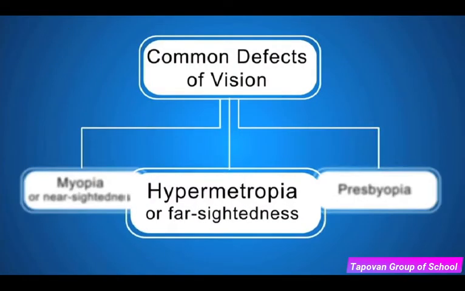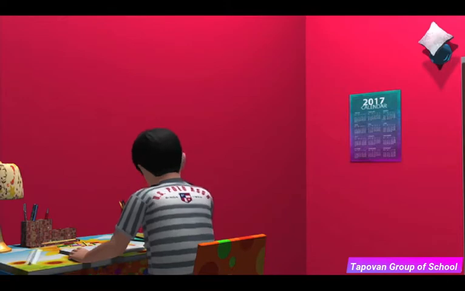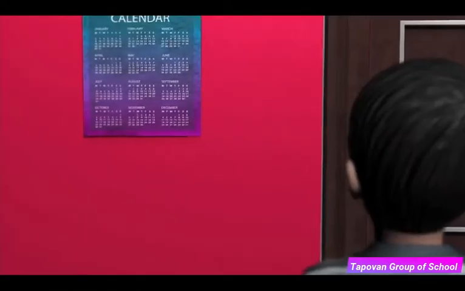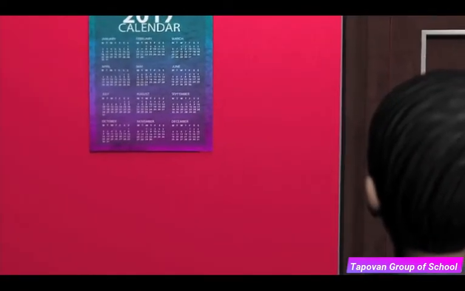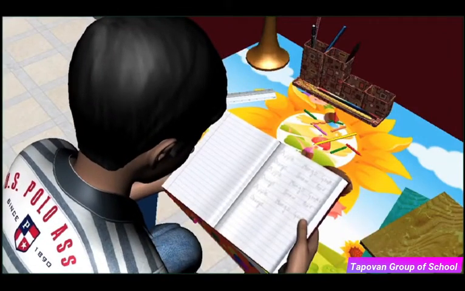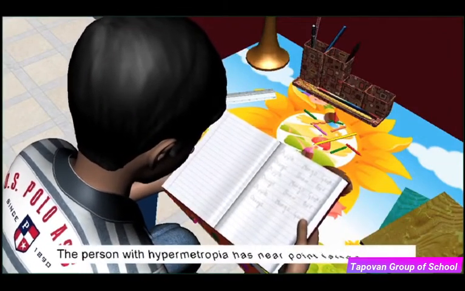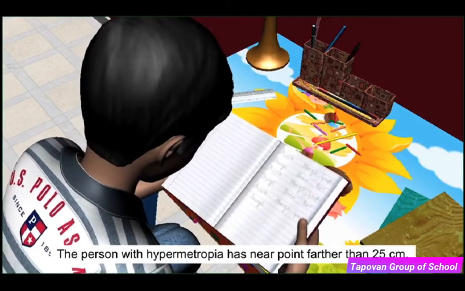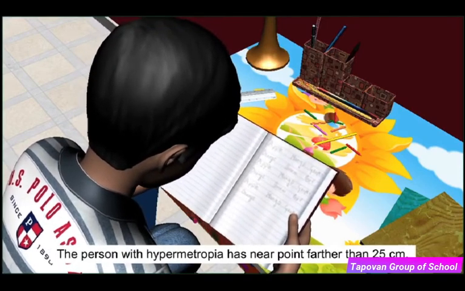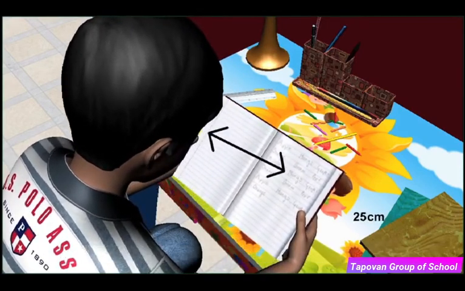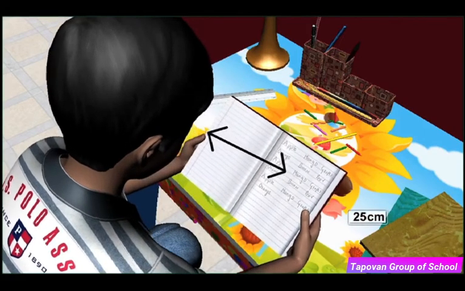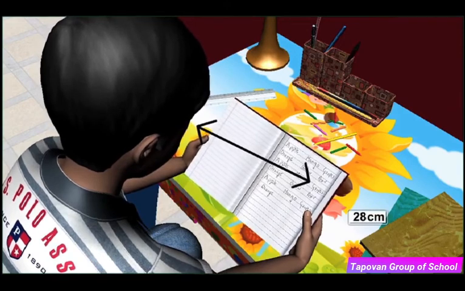Let us now learn about hypermetropia. Hypermetropia is also known as farsightedness. A person with hypermetropia can see the distant objects clearly, but cannot see the nearby objects distinctly. The near point for these persons is farther away from the normal near point, 25 centimeters. Such a person has to keep reading material much beyond 25 centimeters from the eye for comfortable reading.